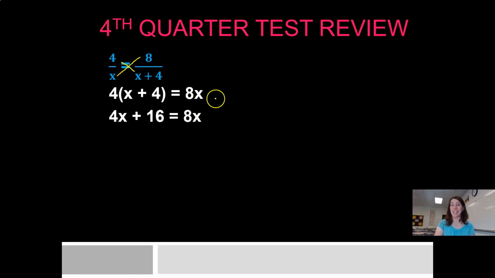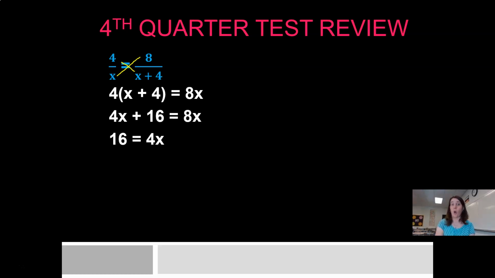Now, since the right side only has the x, I took this x from the left side and I moved it to the right side. To do that, I would subtract my 4x. So 8x minus 4x is 4x. My equation now says 16 equals 4x.